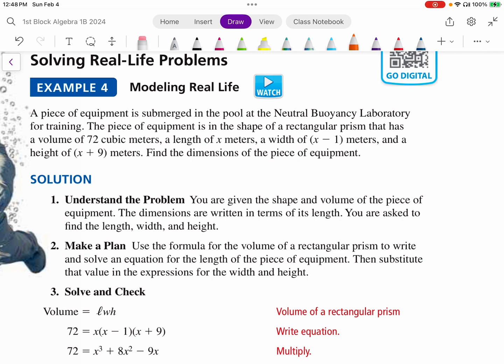Modeling real life. A piece of equipment is submerged in the pool at the Neutral Buoyancy Laboratory for training. The piece of equipment is in the shape of a rectangular prism that has a volume of 72 cubic meters, a length of x meters, a width of x minus 1 meters, and a height of x plus 9 meters. Find the dimensions of the piece of equipment.